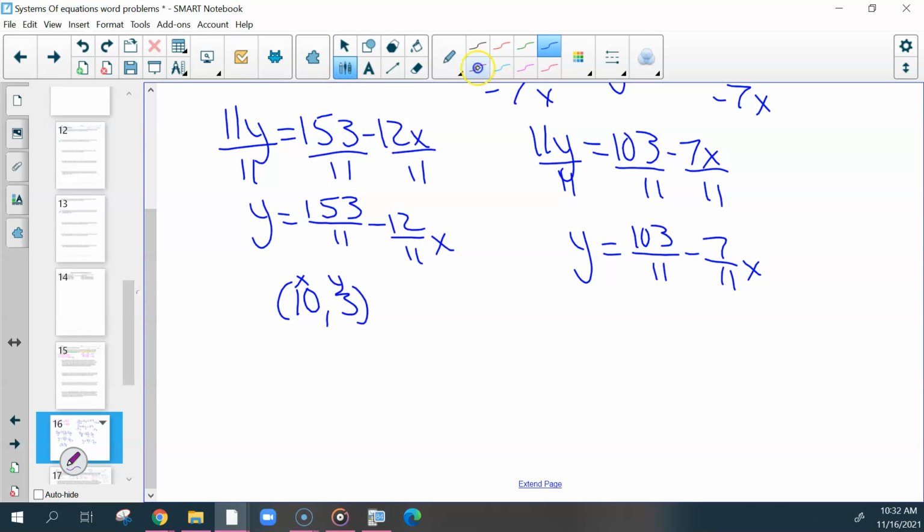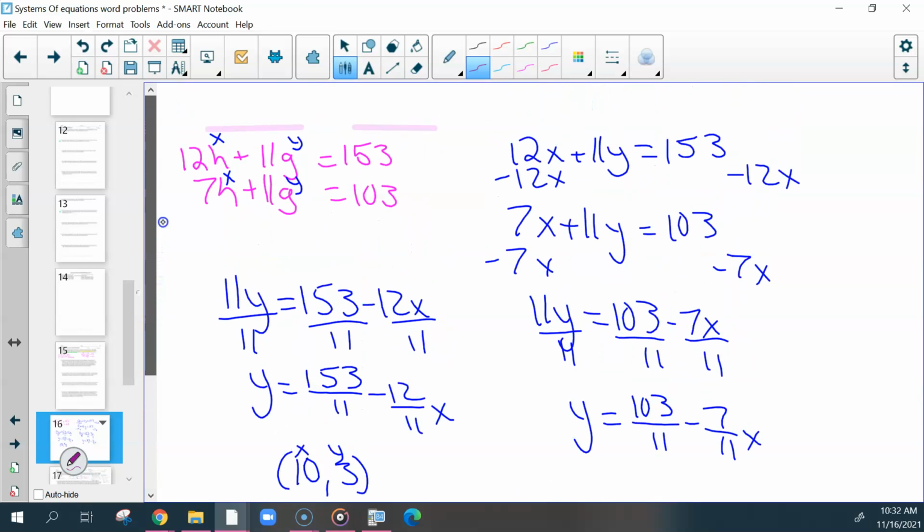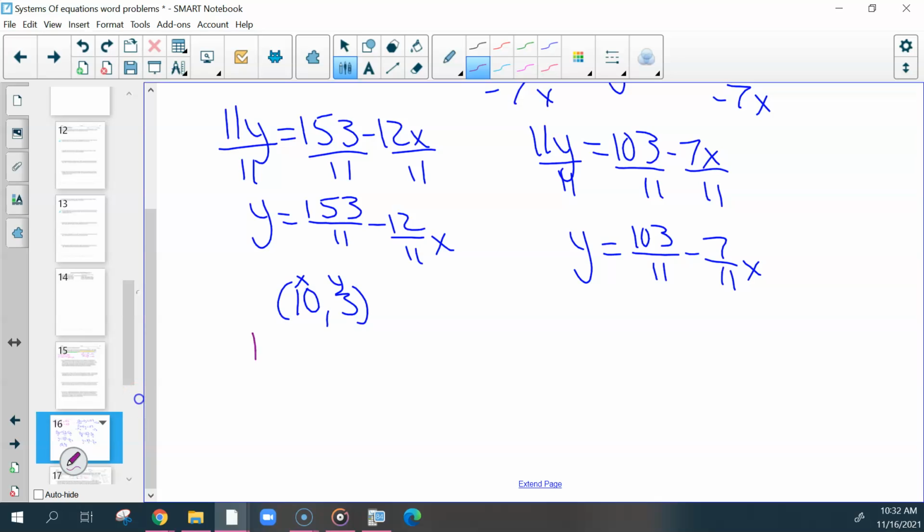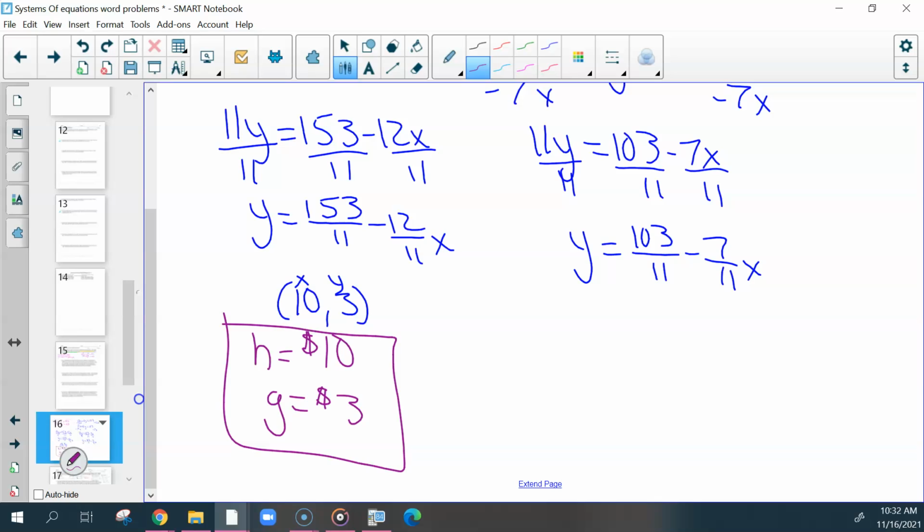But because our original variables were not x and y, we need to change that back to what they originally were. Our x was h, and we were looking for the cost of, so our units would be dollars. Our y was g, and we were looking for cost of, so those would be our final answers. So if you were solving by graphing, the most work I would need to see is you converting the equations to slope-intercept form, and then finding your intersection and telling me what those mean.